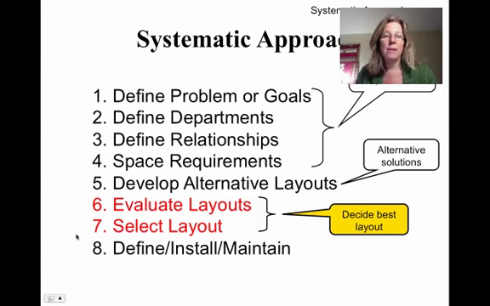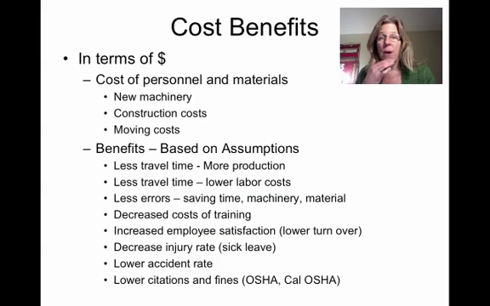Now we're going to look at the next step, step 6 and 7 of the systematic approach. And really it's mostly step 6, but we're looking at how do we choose between alternative layouts that we've developed using SLP or some other method. So we always want to look at cost benefits. That's definitely one of the things we'll be wanting to look at.